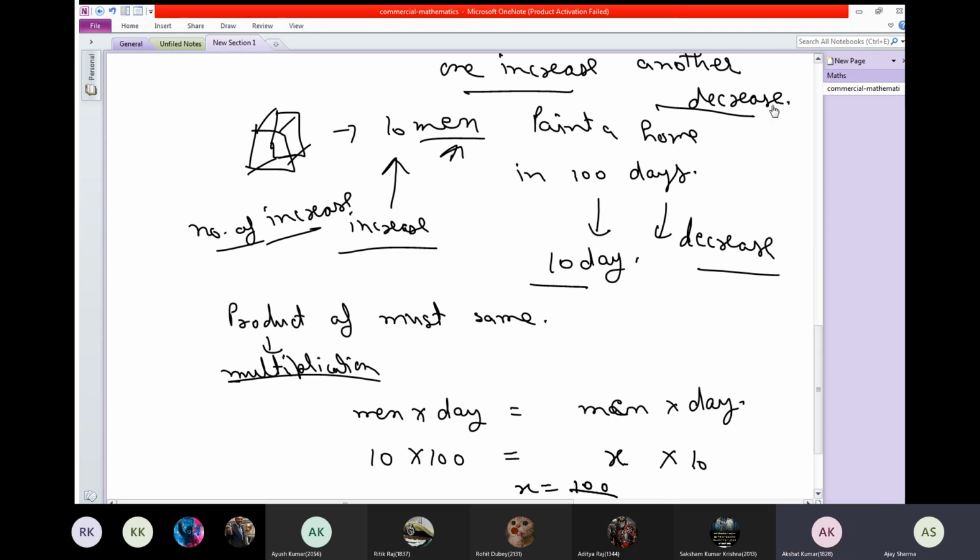Clear? Sir, is it mandatory? Yes, it is mandatory. We have to solve these questions by these two methods, direct or inverse.